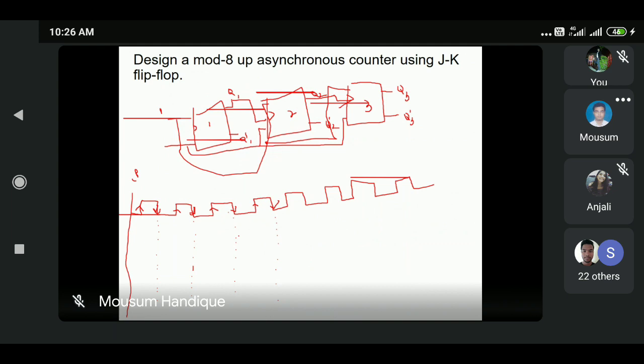Maybe we will check in the practical lab how these particular signals come and how these waveforms are created.